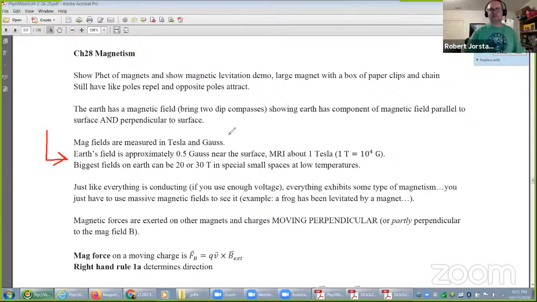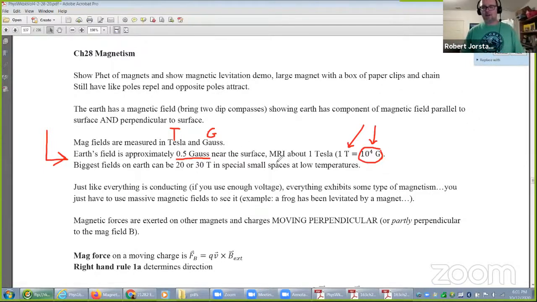Magnetic fields, the units are going to be Tesla, which are capital T, or Gauss, capital G. All right, so notice that a Tesla and a Gauss are related by 10 to the 4. The old unit that was always used was the Gauss. Now, it turns out the Earth's magnetic field depends on where you are, and it's going to point in different directions, but the size of it is approximately half a Gauss near its surface, okay?